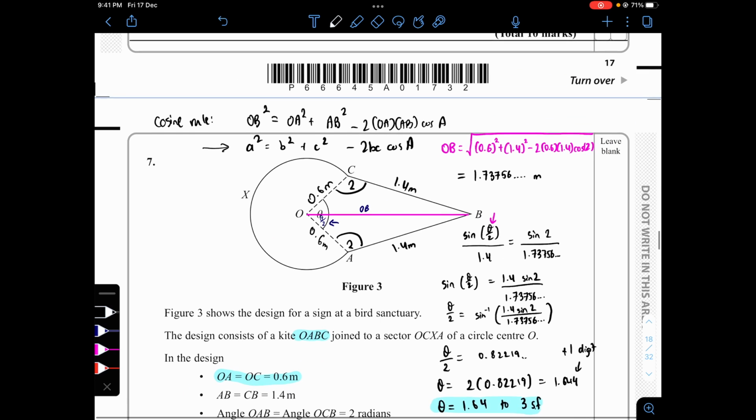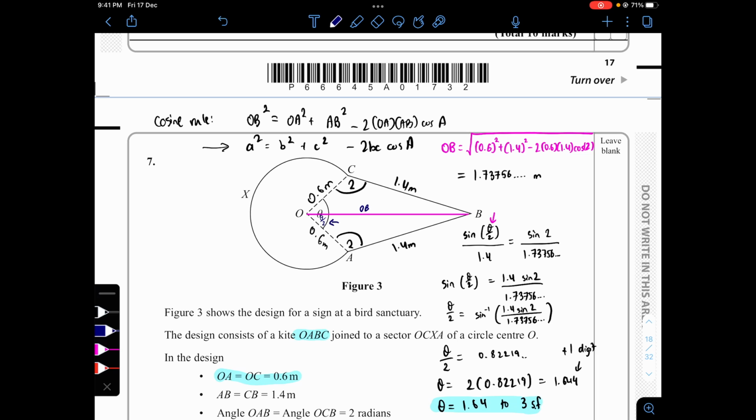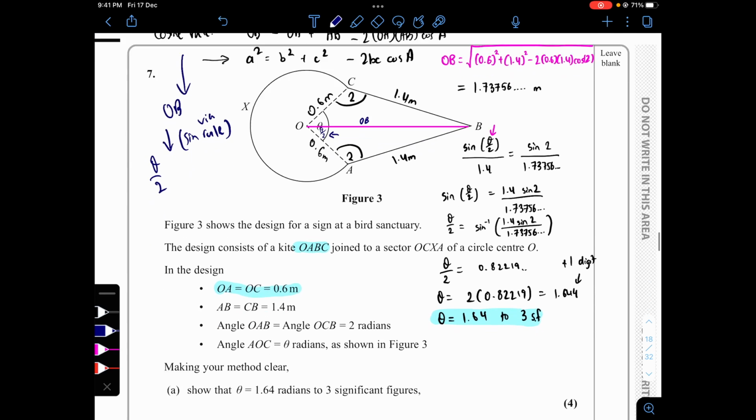So what did we do here? We did the cos rule to find OB, right? The cos rule to find OB. We use this to find theta over 2 via the sine rule. That's the method we did here. Alright, so now that's that.